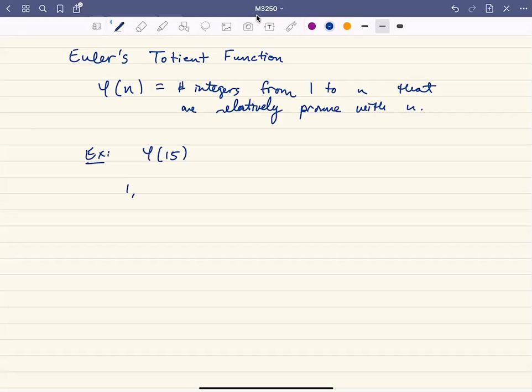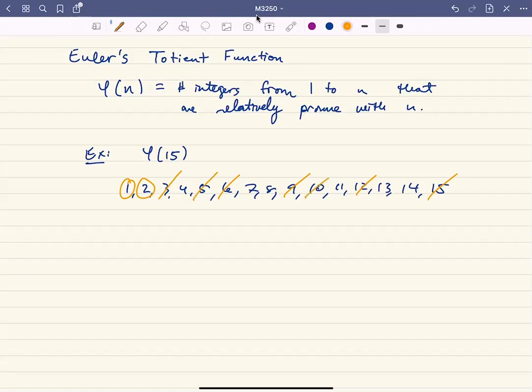look at all the numbers from 1 to 15. So let me just write it. So 1, 2, 3, 4, 5, 6, 7, 8, 9, 10, all the way up to 15. And then we're thinking about how many of these integers are relatively prime with 15. Well, certainly 1 and 2 are relatively prime. I think it's easier to cross off the ones that are not relatively prime. So 3, 6, 9, 12, and 15, of course, are not relatively prime, so multiples of 3. Let's see, 15 is 3 times 5, so multiples of 5 are also not relatively prime.